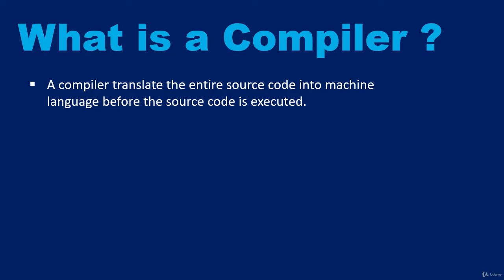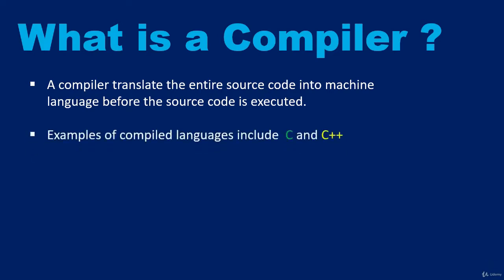the machine can read. All right, examples of languages that are compiled, that means languages you have to compile before the code is executed, include C and C++. So let me illustrate how the compiler works.